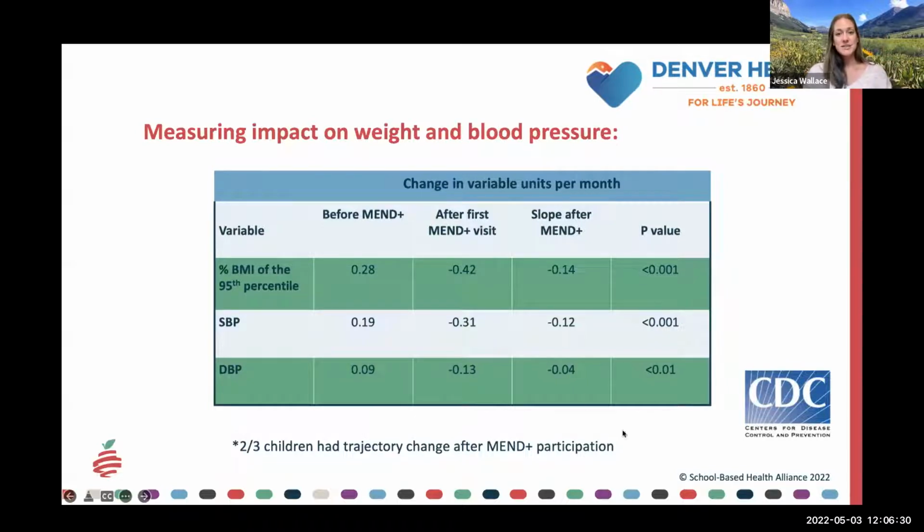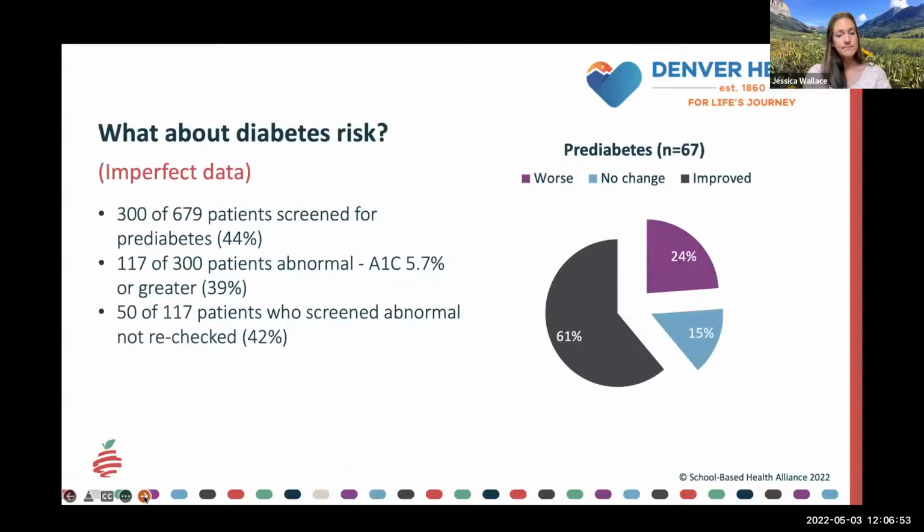And then what they showed is, even with the first MEND visit, but also sustained over time when they were done, that trajectory changed, again for both the BMI percentile as well as systolic and diastolic blood pressure. We were able to look at controls of all the other kids who could have qualified for MEND but didn't ever get referred or come, and it was statistically significant. So that was really exciting, to say we were on to something here.